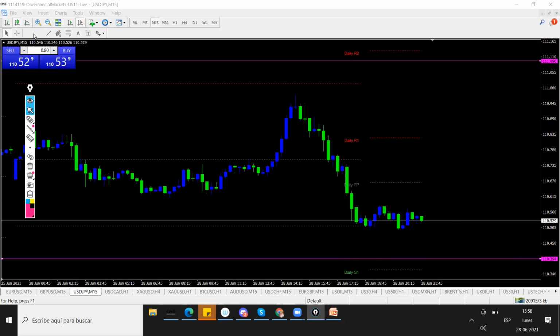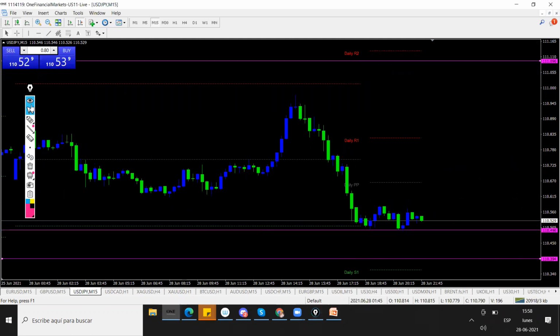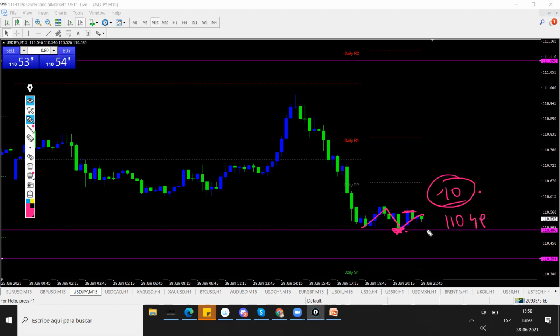But it's the same situation. Let's say that you sell at 110.48, 49, but then it might touch your sell price and then pull back again. So you've got to be very careful here. Again, just give it 10 pips. Give it 10 pips. Don't jump in right away.